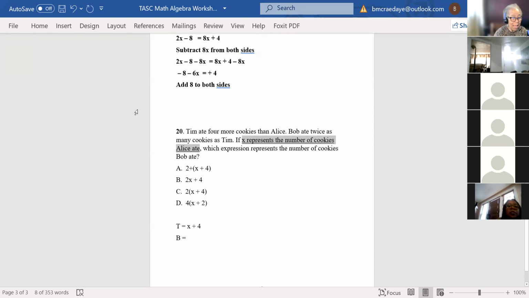So if Tim ate 4 more cookies than Alice and X represents Alice, Tim is X plus 4. Now Bob ate twice as many as Tim, but Tim is a T. So Vanessa, what would Bob be equal to? Bob ate twice as many as Tim. That's a multiplication, right? Maureen, how do you write twice as many?